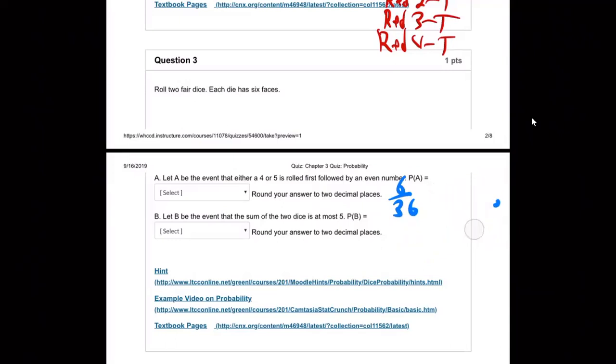Let me just write it like this. It's 1/6, and it's also 0.16666, or if you round it, 0.167 or whatever. Okay, next question, part B.